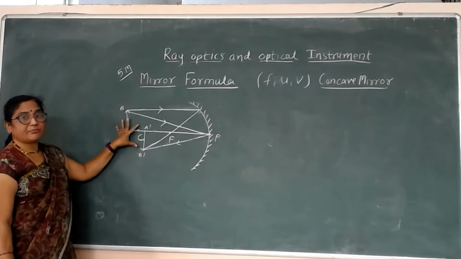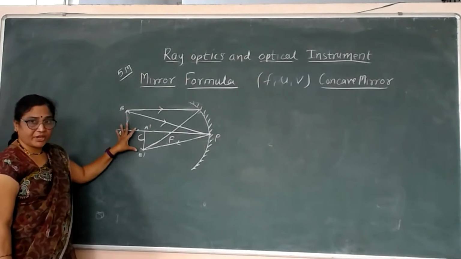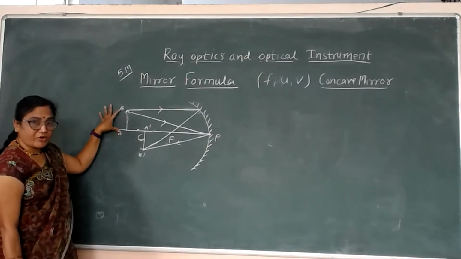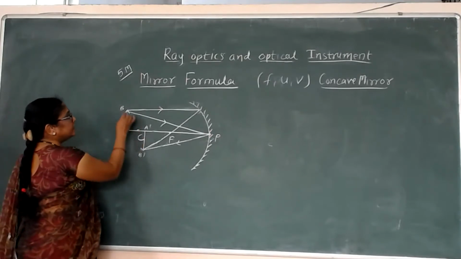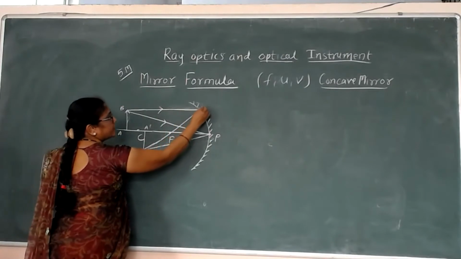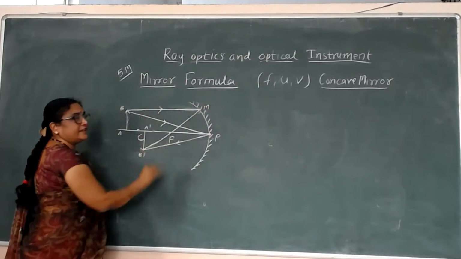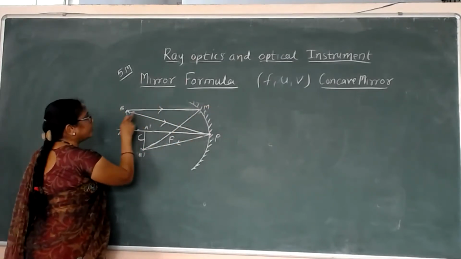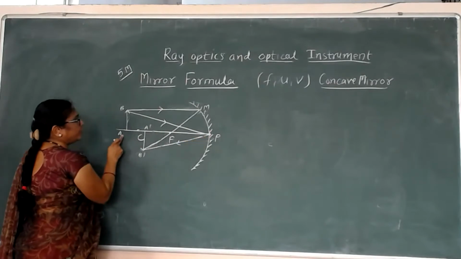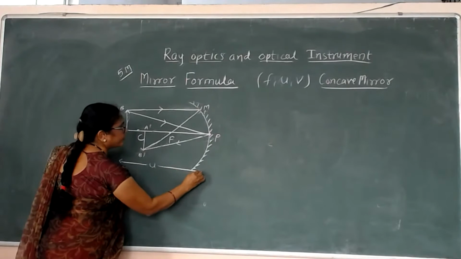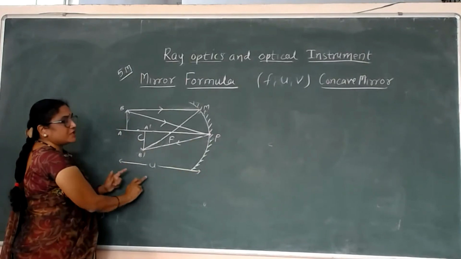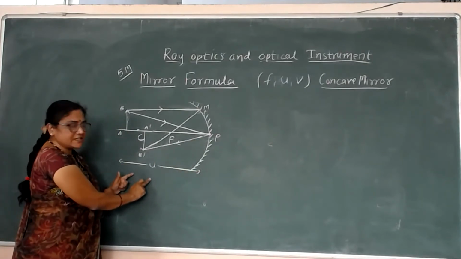Where both the rays meet, there is a formation of an image. So AB is the height of the object, A dash B dash is the height of the image. Suppose this point is named M. From the pole P to A, this distance is known as the object distance U.